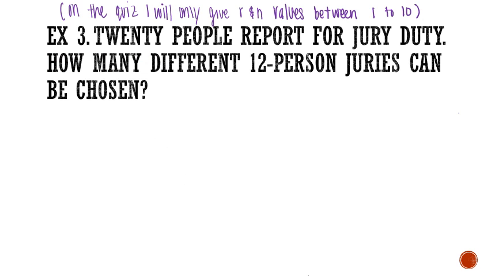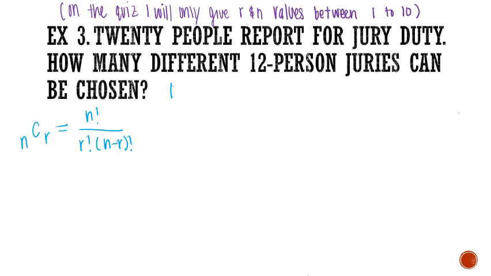Alright, this is example number 3. 20 people report for jury duty. How many different 12-person juries can be chosen? So first thing we're going to do is go ahead and write down our formula. N choose R, and that is going to be N factorial over R factorial times N minus R factorial.